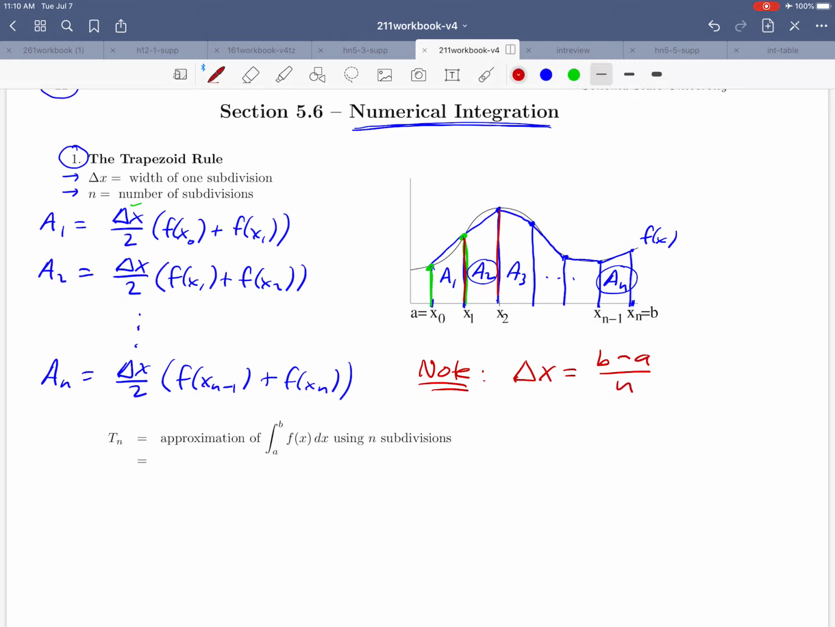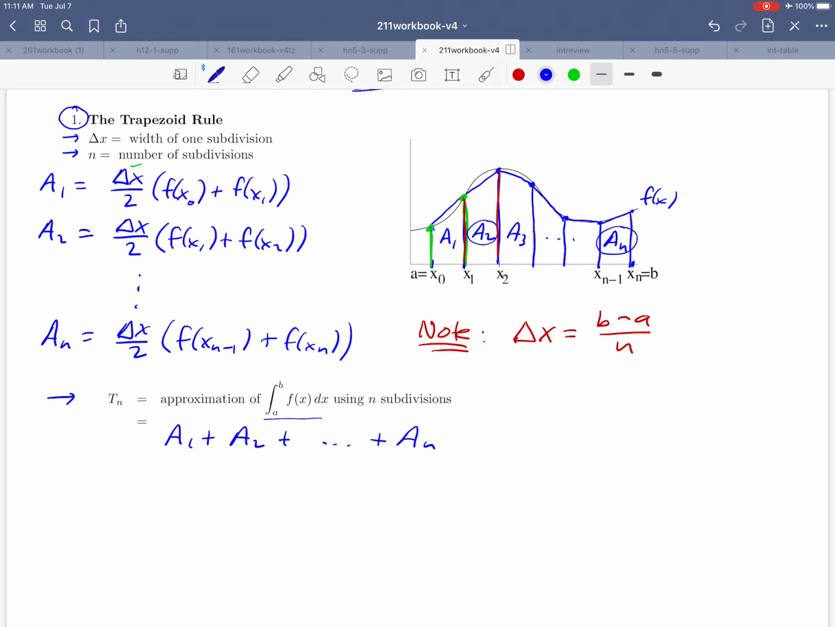Okay, and now we are ready to write down a formula for the approximation using the trapezoid rule. The Tn that you see is, in words, the trapezoid rule using n trapezoids. That equals an approximation of the area under our curve, the integral. And to get the area approximation, we're just going to add up the areas of those n trapezoids one by one.